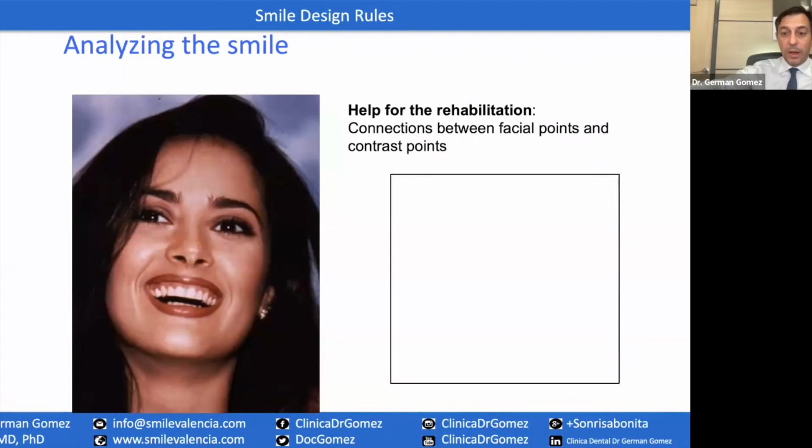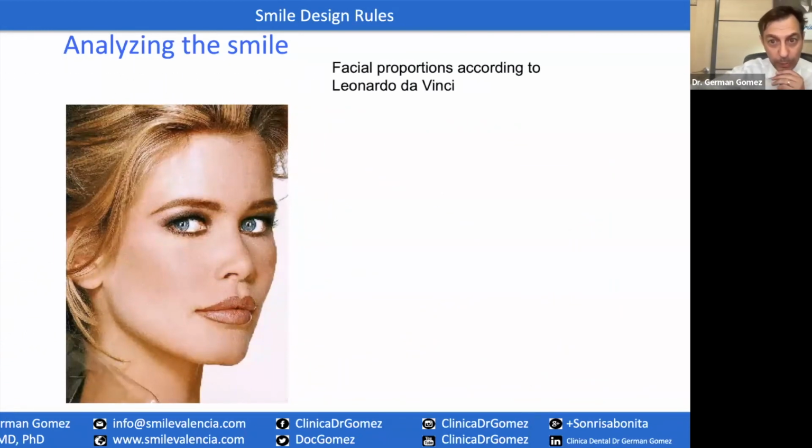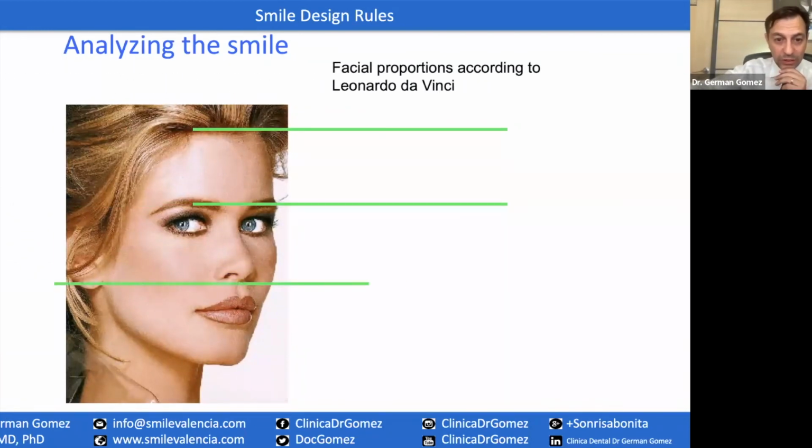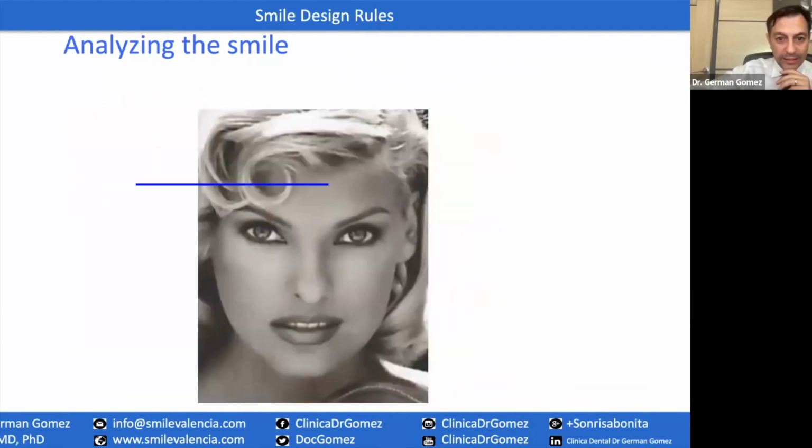And these are the rules, by the way. And the facial rule is, here is Claudia Schiffer. The facial rule would be, according to Da Vinci, 1/3, 1/3, and 1/3 of the face. And again, as we saw, from here to the incisal line of the central incisors, it's 1/3 of this 1/3, and from there to the menton is 2/3 of this 1/3. Okay, good. Linda Evangelista.